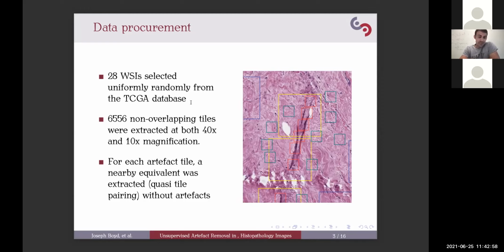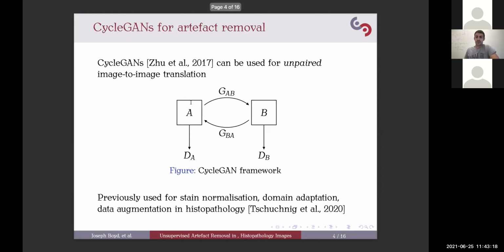From these whole slide images, we extracted 6,500 or so non-overlapping tiles at 2 different magnifications, half of which contain one of the 7 artifact types that I indicated, half containing just regular tissue. So we have a sort of multi-domain unsupervised problem. And the baseline model that we selected for artifact removal was the CycleGAN, which we've already seen today. But I will just recap some basic points.